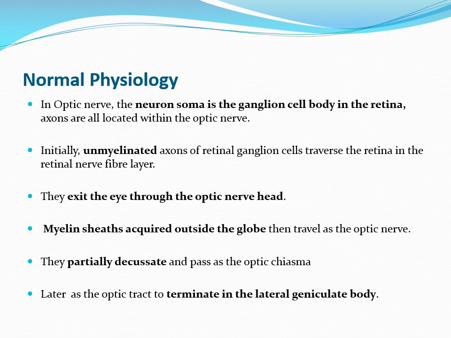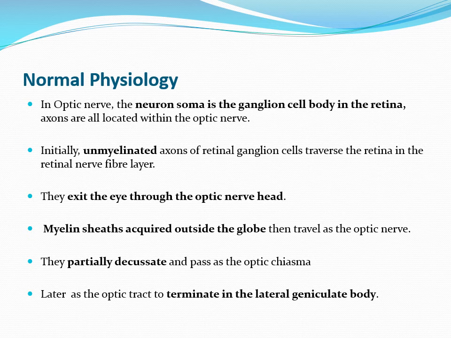Initially, unmyelinated axons of the retinal ganglion cells traverse the retina in the retinal nerve fiber layer. As long as the ganglion cell axons lie in the retinal nerve fiber layer, they are unmyelinated. They are not covered by the myelin sheath. They exit the eye through the optic nerve head. The myelin sheath is acquired outside the globe. Once they enter the optic nerve and travel via the optic nerve, they get myelinated.